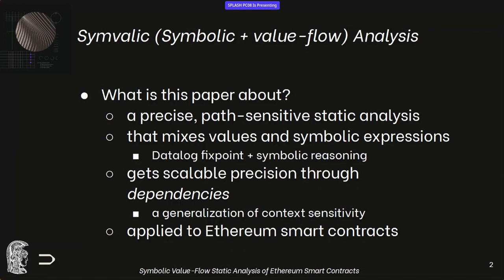It is an analysis that's pretty precise, and the domain of smart contracts, which are small programs, let us be quite precise. And in fact, it's a path-sensitive analysis, as we're going to see. So it takes into account the logical conditions. It tries to have a symbolic reasoner, a theorem prover that will satisfy the logical conditions. It mixes values and symbolic expressions, like I said. So it is fundamentally a Datalog fixed point computation, but it also does symbolic reasoning. And it gets scalable precision through a mechanism that I will describe that we call dependencies.